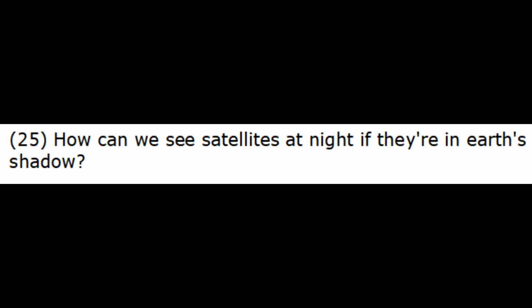Now, the orbits of some satellites don't ever enter the shadow, but those that do can be easily seen to wink in or wink out while they're partway across the sky.